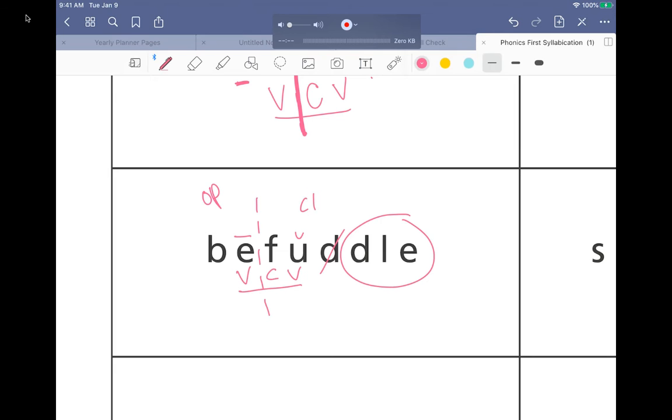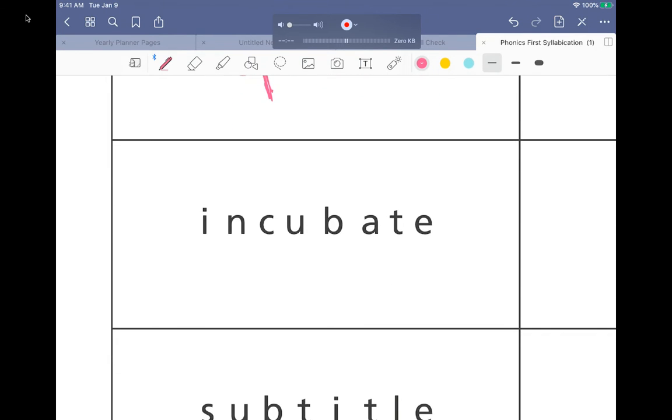Okay? If you need to pause to catch up with me, that's fine. Oh, and now that I like this word, befuddle, I can make my line solid because I'm going to keep it that way. When you are befuddled, you are confused. Okay? You are confused. All right, let's look at this next one.